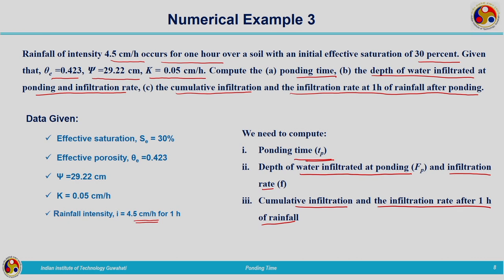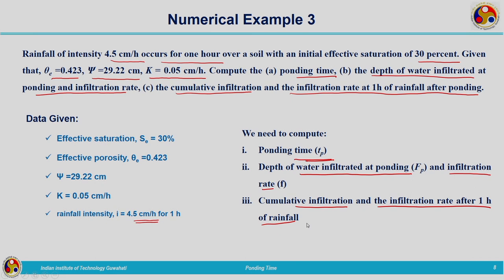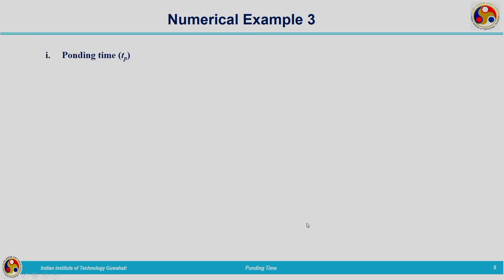If ponding time is less than 1 hour, we need to calculate the infiltration between the ponding time and the time given, that is 1 hour. Otherwise, we can just multiply the rainfall intensity with the time given to us. Let us calculate first, that is the ponding time tp.